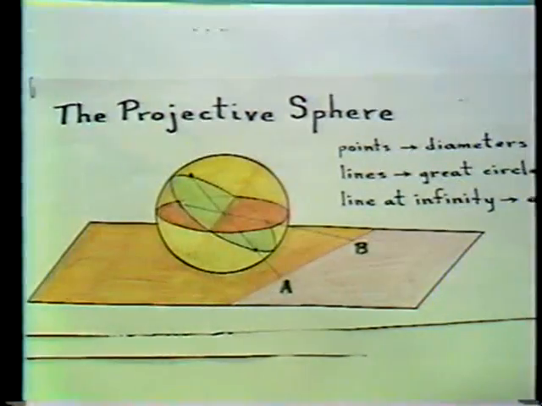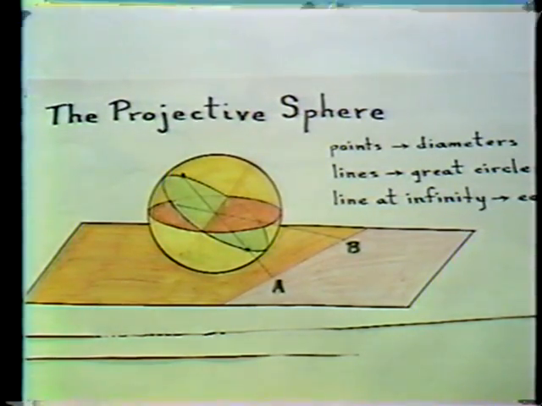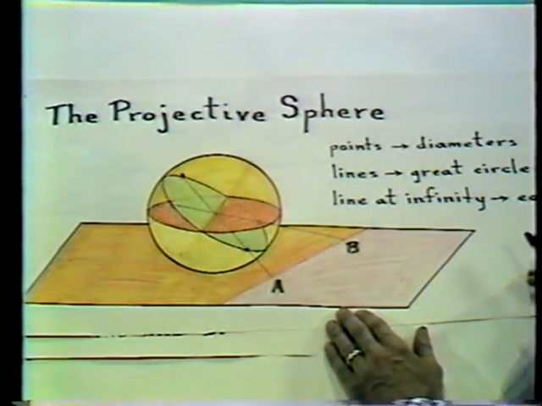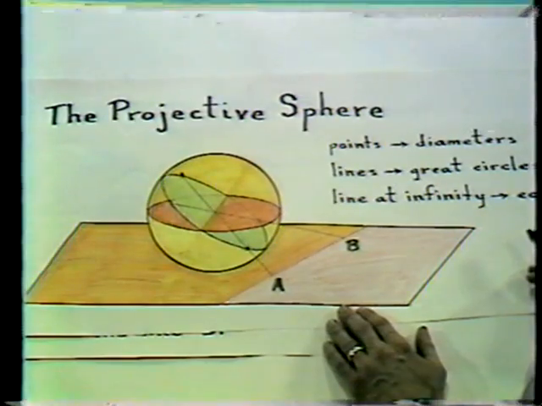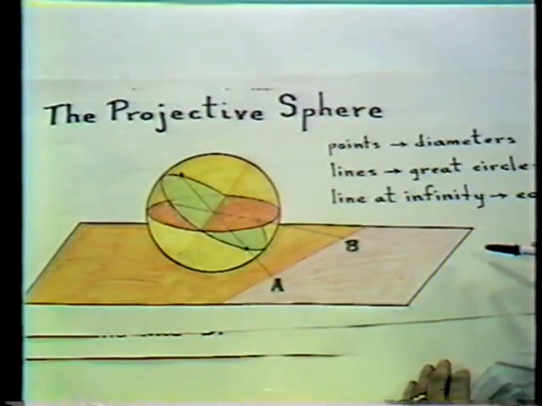Now, you may remember from the last program, we were talking about projective geometry, and we had a line at infinity. Lines which are normally considered to be parallel are not considered to be parallel in projective geometry, but rather they meet at this line at infinity. There is a very nice way of representing projective geometry using a three-dimensional model. So here we have a change of dimension from two dimensions to three dimensions. It's called the projective sphere.